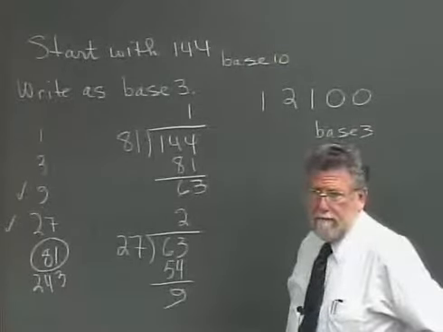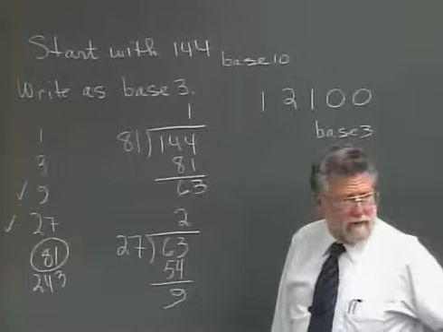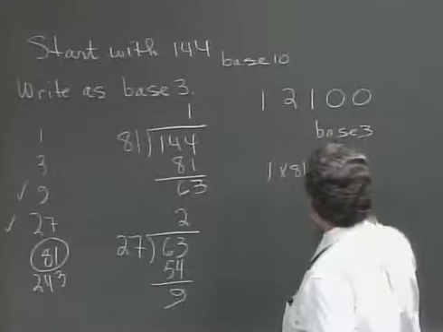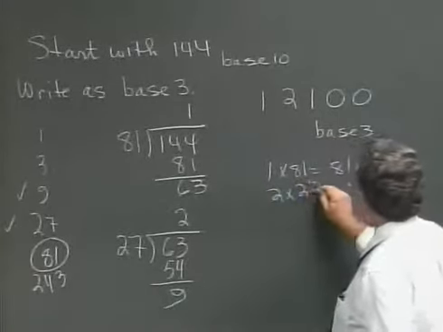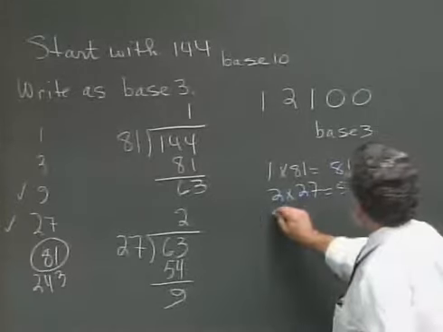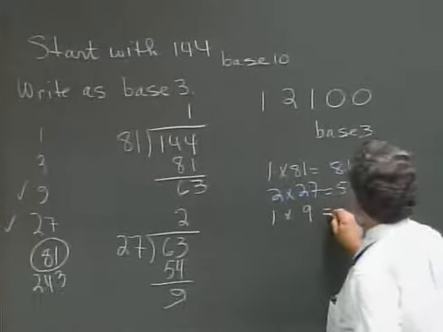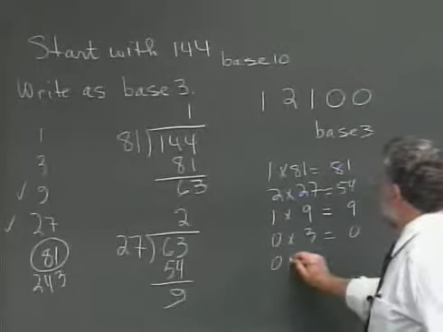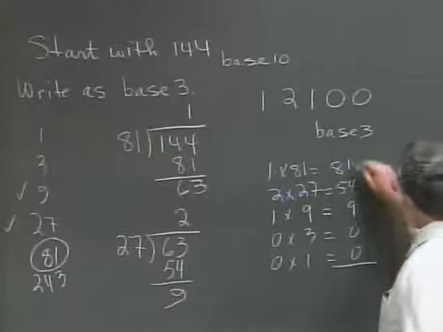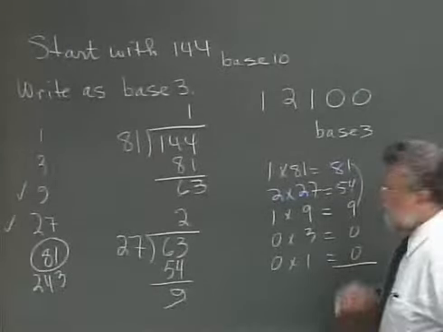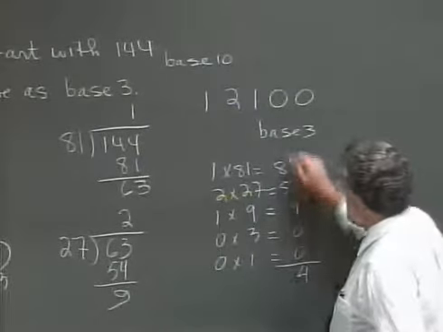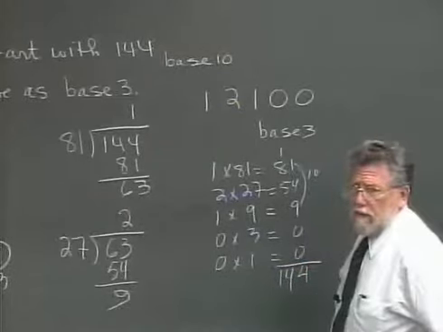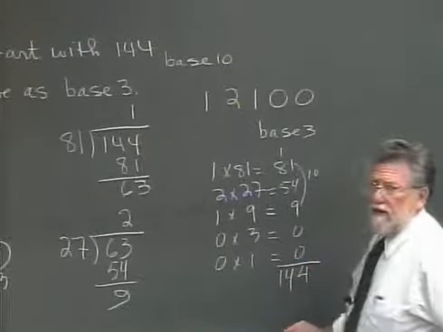Okay? Any questions? If we check it, 1 times 81 is 81. 2 times 27 is 54. 1 times the place value at 9 is a 9. I have 0 3s, that's a 0. 0 1s, that's a 0. I have a group of 10 there, and so that's a group of 10 plus the 4 is a 14. Then the 9 and the 5 is a 14, and I'm at my 144. Okay, I'll just leave that on the board.